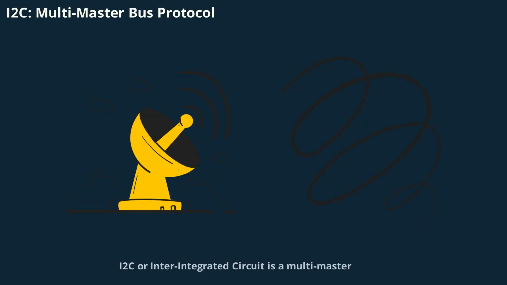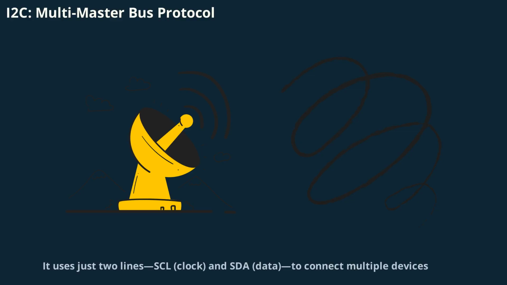I2C, or Inter-Integrated Circuit, is a multi-master, multi-slave bus protocol used for communication between microcontrollers and peripherals. It uses just two lines, SCL (clock) and SDA (data), to connect multiple devices. I2C is perfect for sensor networks and memory chips, offering flexibility and scalability. Mastering I2C allows you to expand your embedded system's capabilities with minimal wiring.